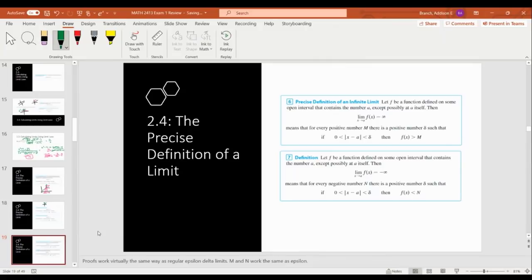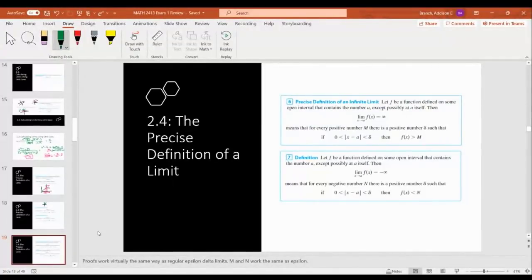We also have the precise definition of an infinite limit. So what that one says is, let f be a function defined on some open interval that contains the number a, except maybe a itself. It says that for every positive number M, there is a positive delta such that if 0 is less than the absolute value of x minus a, which is less than delta, then f of x is greater than M.